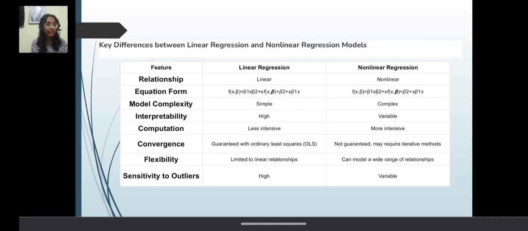Convergence: guaranteed with ordinary least squares, versus not guaranteed, may require iterative methods. Flexibility: limited to linear relationships, versus can model a wide range of relationships. Sensitivity to outliers: high, variable.